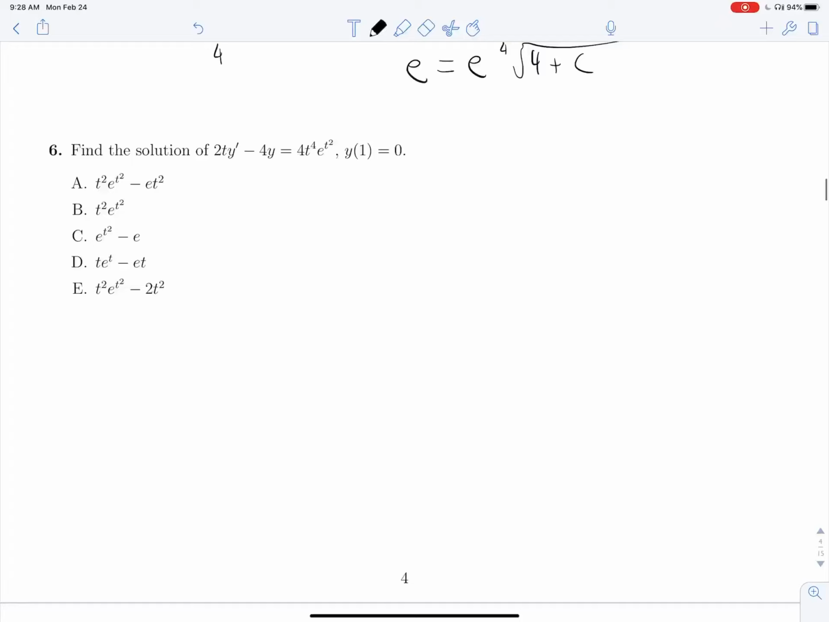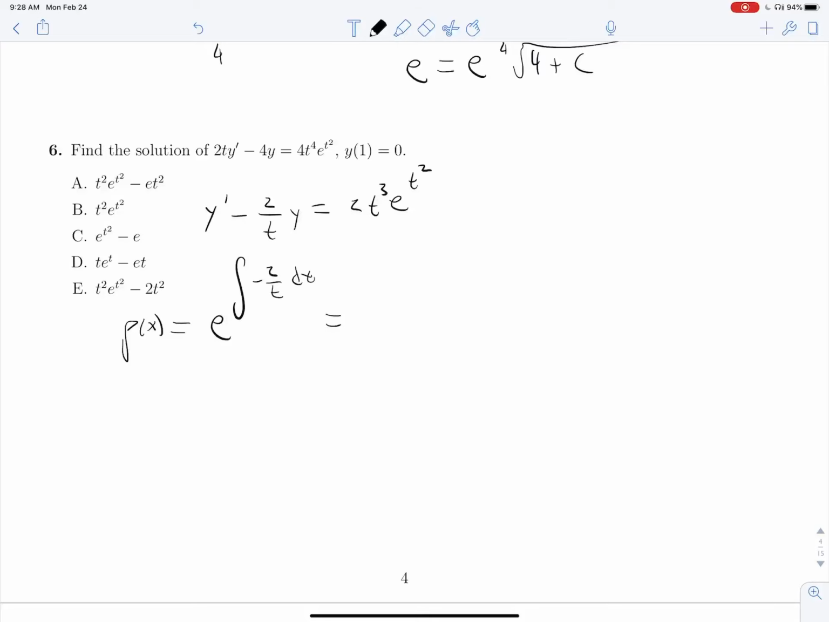6, let's find the solutions of this guy right here. Let's divide everything by 2t, get y prime by itself: y prime minus 2 over t y is equal to 2t cubed e to the t squared. So we're going to be applying the integrating factor method here. So we're taking e to the integral of negative 2 over t dt, where that's this p of x function in here, and we're setting this equal to rho of x.